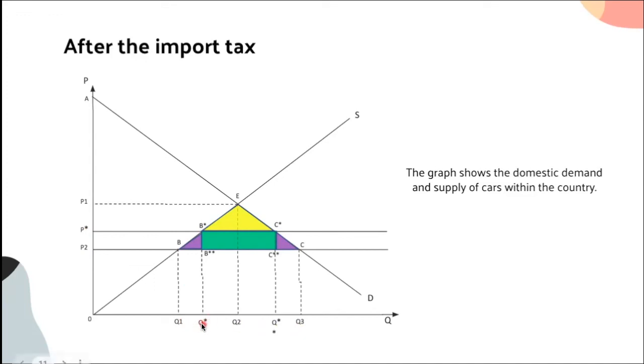Import tariffs have reduced the overall welfare of the country from this big triangle area to the yellow triangle area. The effect of the import tax has caused deadweight loss in the economy, but since part of it becomes government revenue, the deadweight loss is equal to the purple area, these two purple areas. The portion that becomes government revenue, or tax collected, is the green rectangle area here.